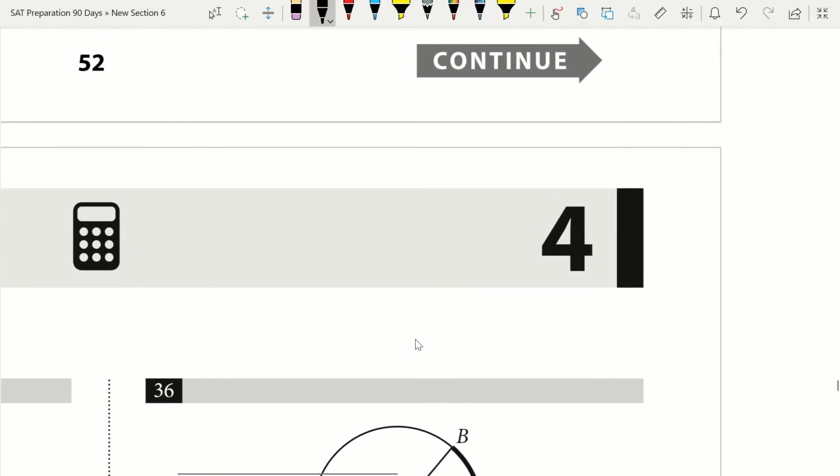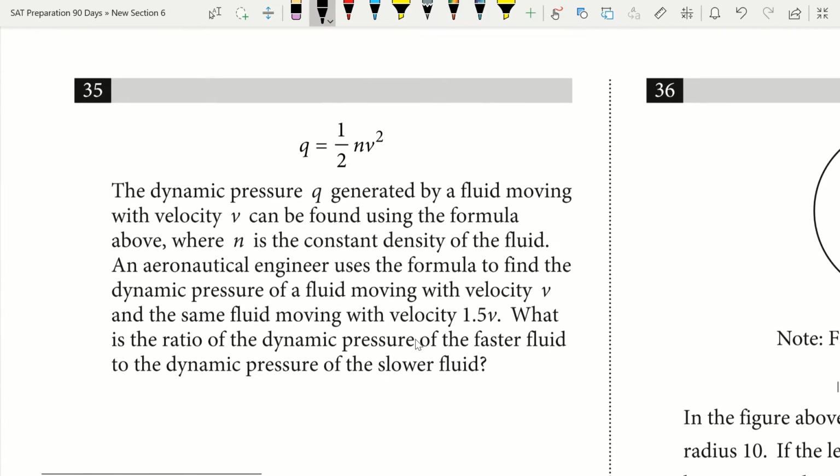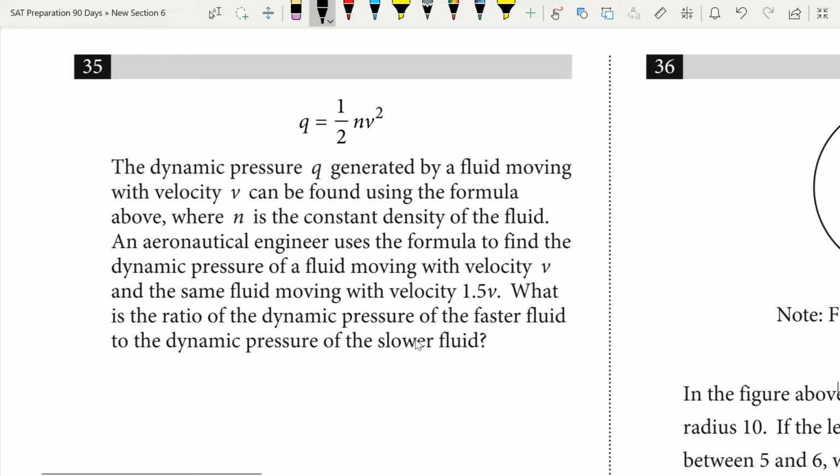All right, now we got 35. So we have Q equals 1/2 N V squared. The dynamic pressure Q generated by a fluid moving with velocity V can be found using the formula above, where N is the constant density of the fluid. An aeronautical engineer uses the formula to find the dynamic pressure of a fluid moving with velocity V and the same fluid moving with velocity 1.5 V. What is the ratio of the dynamic pressure of the faster fluid to the dynamic pressure of the slower fluid?